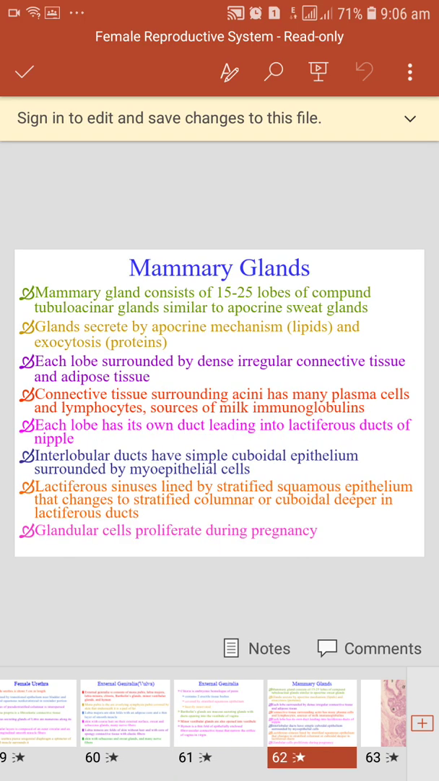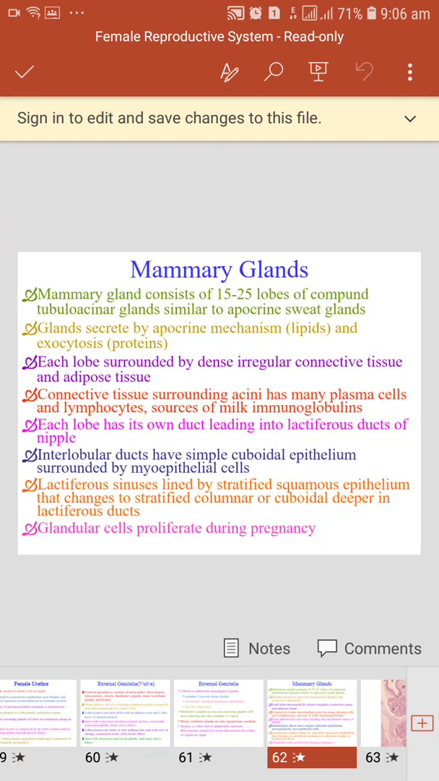Now coming to the mammary glands. They consist of 15 to 25 lobes of compound tubuloacinar glands similar to apocrine sweat glands. They secrete by the apocrine mechanism, meaning lipids and proteins are in their secretion. Each lobe is surrounded by dense irregular connective tissue and adipose tissue. Connective tissue surrounding the acini has many plasma cells and lymphocytes, which are sources of milk immunoglobulins.